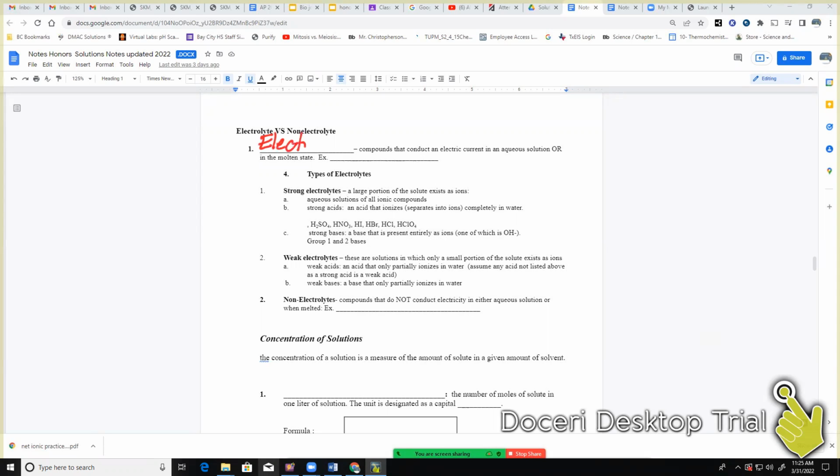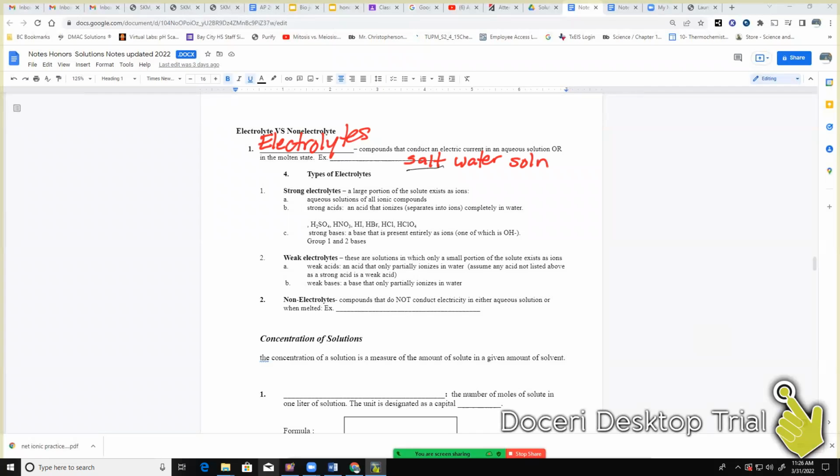So electrolytes are compounds that conduct an electrical current when they are in a water aqueous solution or when they are in the molten state, which just means they would be melted. So an example of this would be a salt water solution. And the reason something is an electrolyte and can conduct electricity is that there's a positive, negative difference available for the electrons to move.